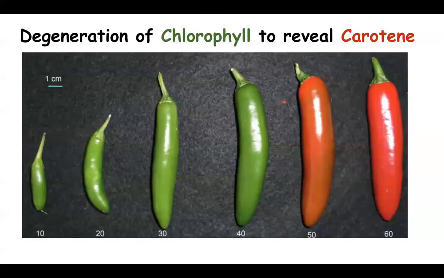Same goes with carotene. The carotene is also masked or covered by chlorophyll. When ripening takes place, the chlorophyll degenerates to reveal the red colored carotene.